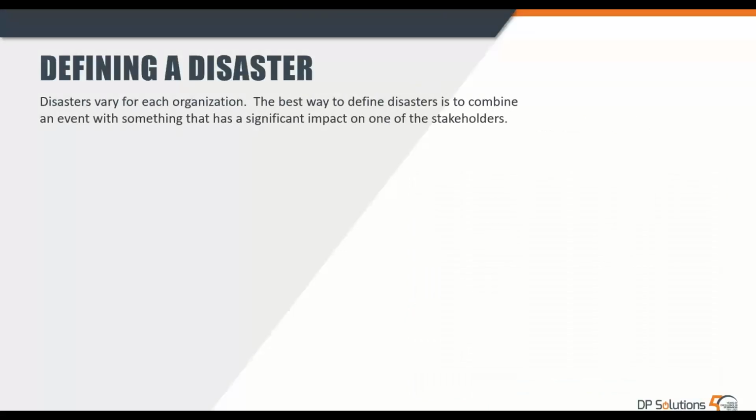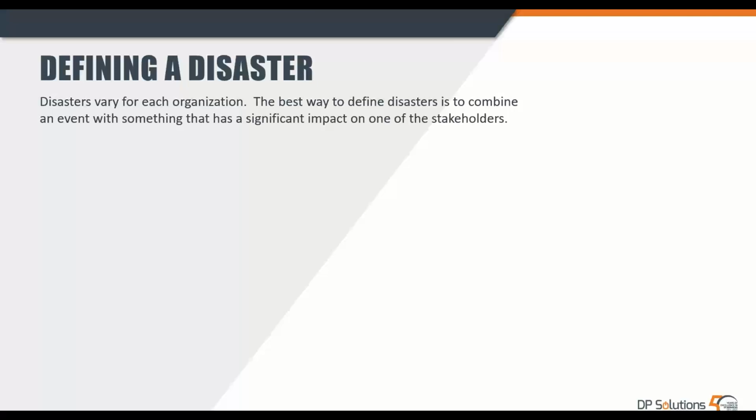Defining a disaster. A disaster is going to vary for each organization. The way to define a disaster is to combine an event with something that has a significant impact on one of the stakeholders. Some of the things I mentioned here may not actually be impactful for you. They may not be considered disasters. There may be things here that I didn't list at all that I wouldn't even think of as impactful to a business that could be immensely impactful to you.